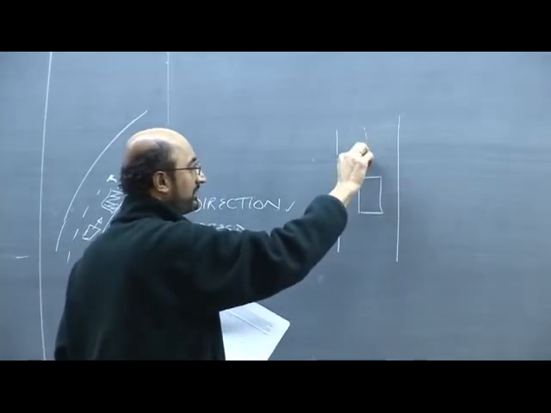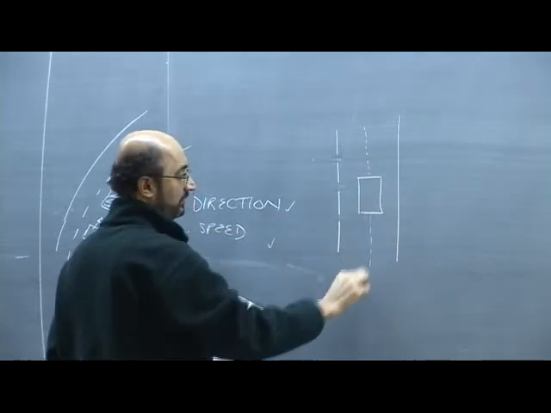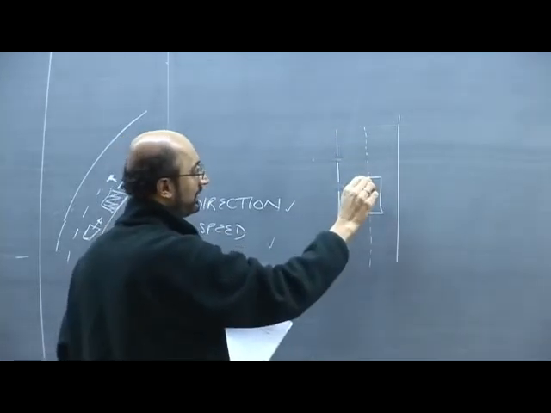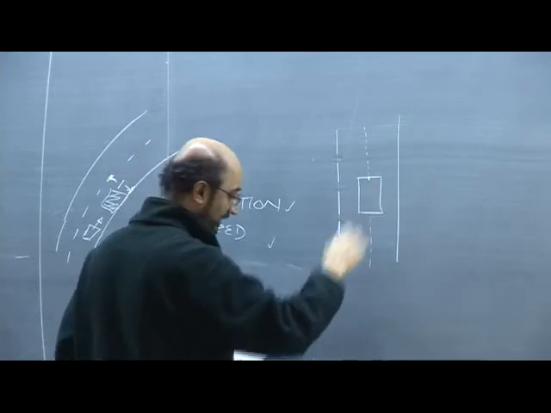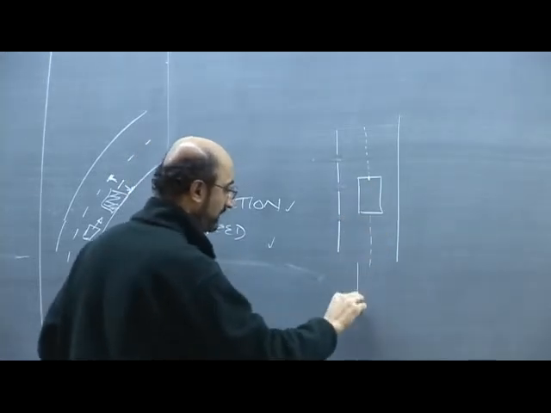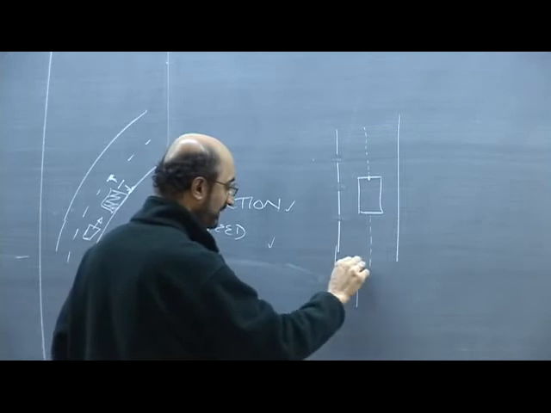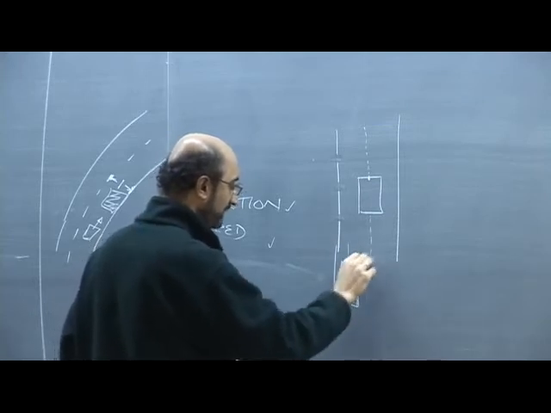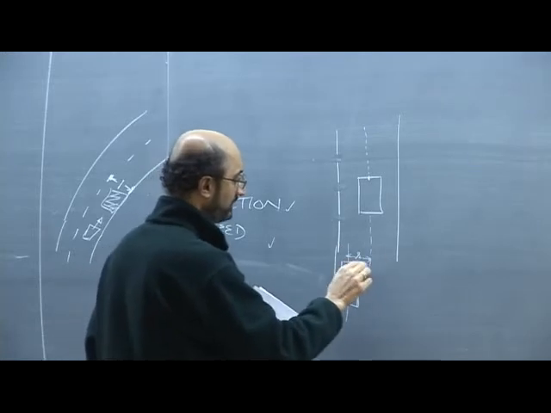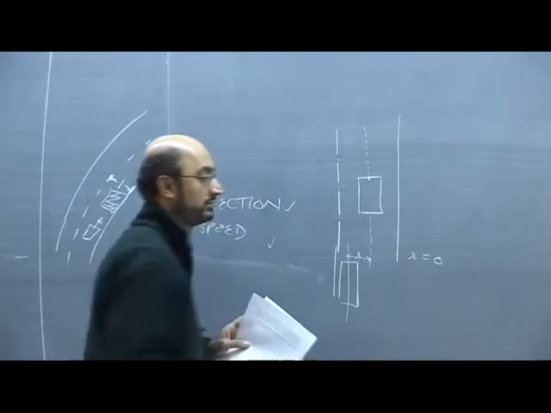Then you can imagine that there is this midpoint of the lane, and this is the midpoint of the car. If the car is offset, let's say it's another car over here, which is offset like this, then that's the midpoint of the car, that's the midpoint of the lane. This distance between the two, this R, should be equal to zero.